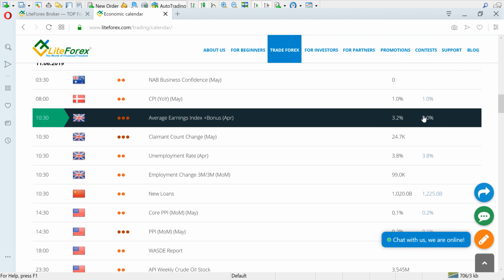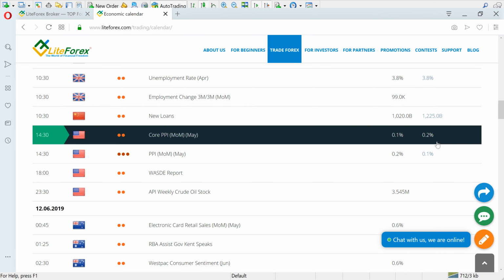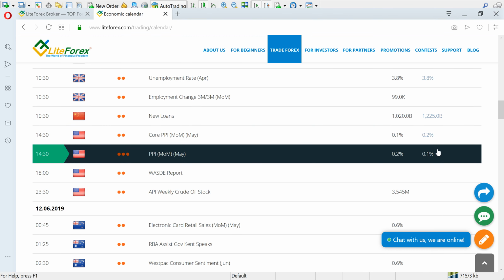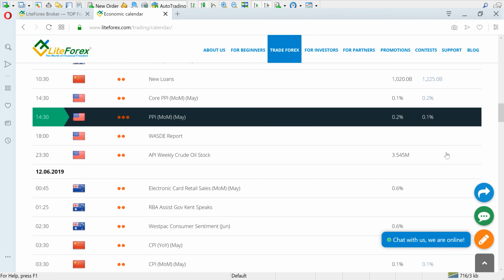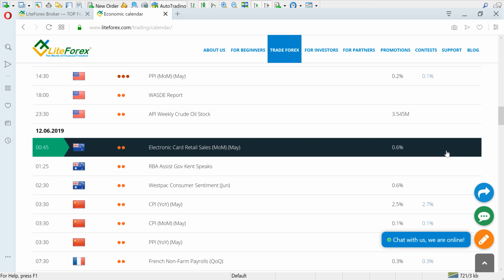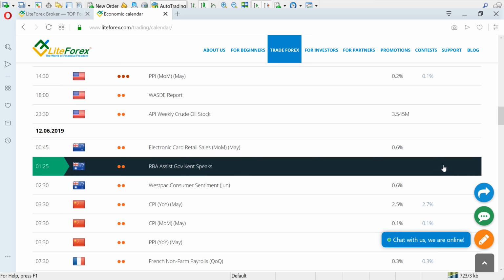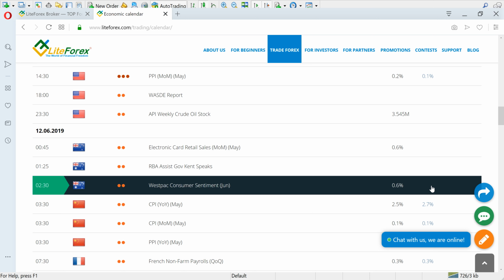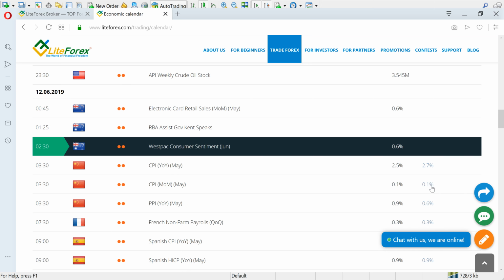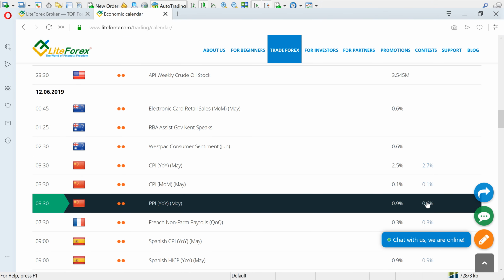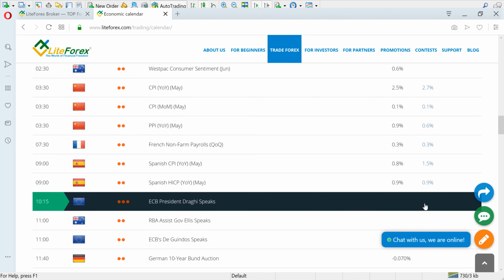The forecast is that we'll see a lower indicator, and America will release the inflation indicator PPI, the producer price index. On Wednesday, we'll hear from RBA Assistant Governor Kent, and Australia will release the Westpac Consumer Sentiment Index. There will be China's CPI and the speech of European Central Bank President Mario Draghi.